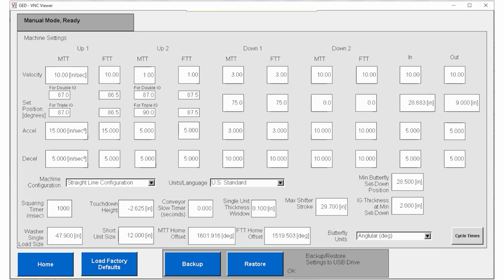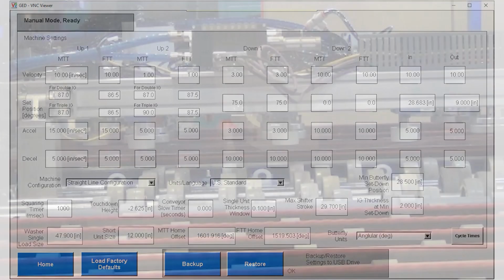Another variable that needs to be set is the machine configuration. This is set through a pull-down menu. The ALTAS machine options are for a straight line configuration, or it can have an XY conveyor that makes a left turn or a right turn. The Units and Language pull-down menu allows for the machine units of measure to be configured in US standard or metric.